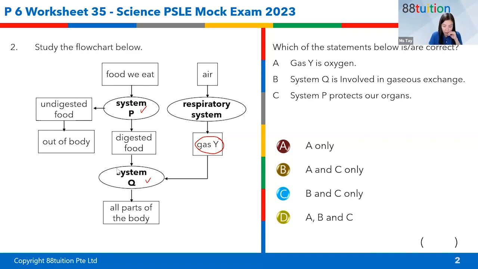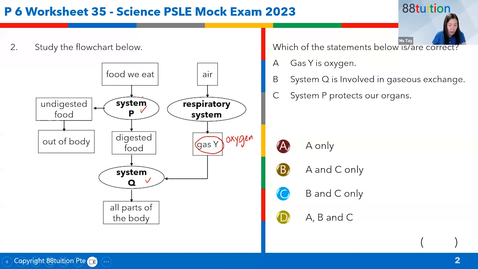Okay, let's continue here. So what is this gas that we are talking about? Yes, Charmaine, I'll do that for you also. What is this gas? Good. For this gas, what is the gas that is actually going into the blood and then going into all parts of our body? Yes, oxygen. You all know that this is oxygen, right?